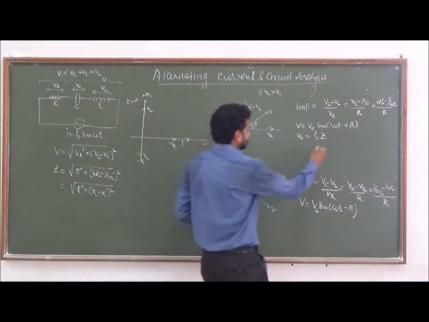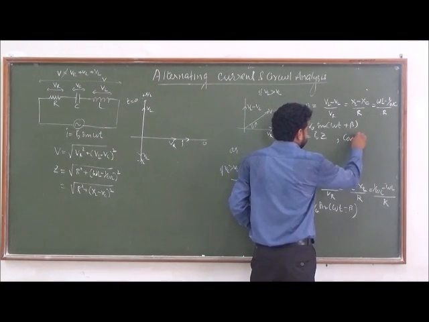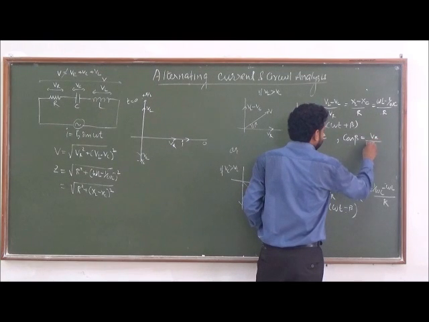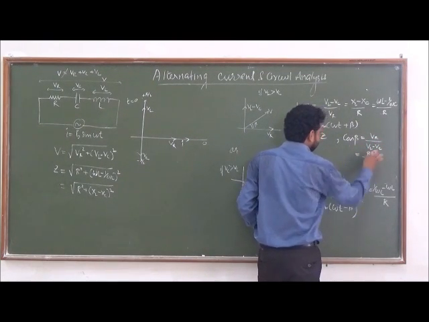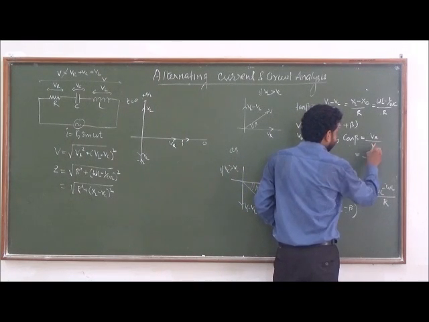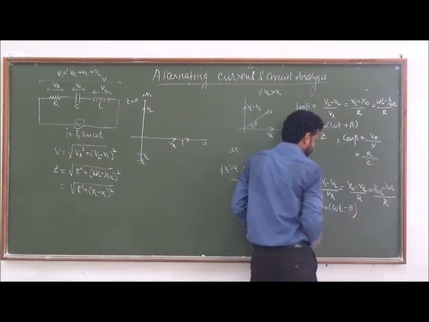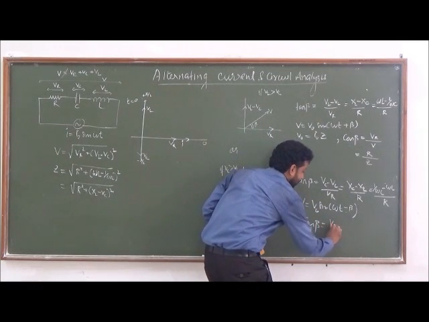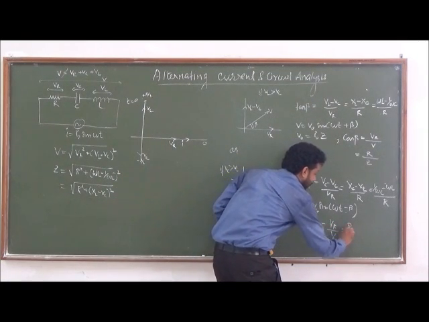Before that, the cos beta is still the same. Basically, I have to use VR divided by the net of VL minus VC, which is equal to R. VR divided by V is equal to R by Z, and here cos beta is equal to again VR by V, which is equal to R by Z.